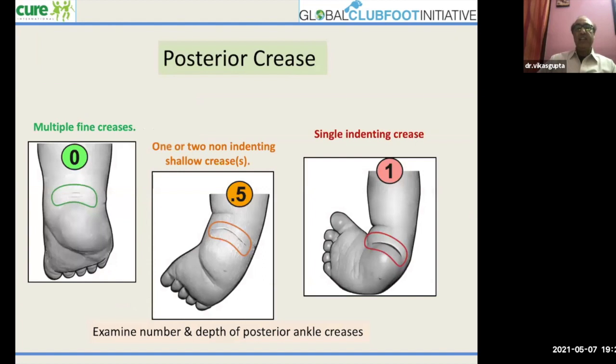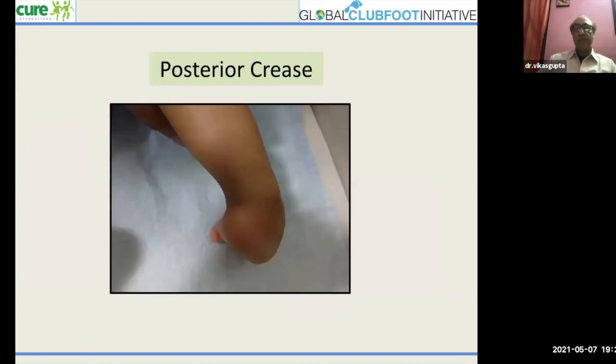So the posterior crease is a visual inspection. And these photographs are, I think, self-explanatory. Multiple fine creases, 0. A deep single crease, 1. And 1 or 2 non-indenting shallow creases becomes 0.5. So what about this score? This is a single shallow crease, non-indenting, so it becomes a 0.5.